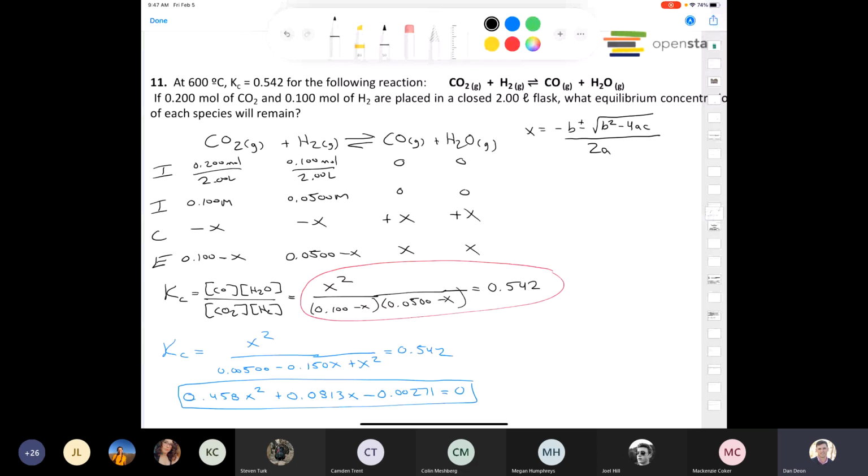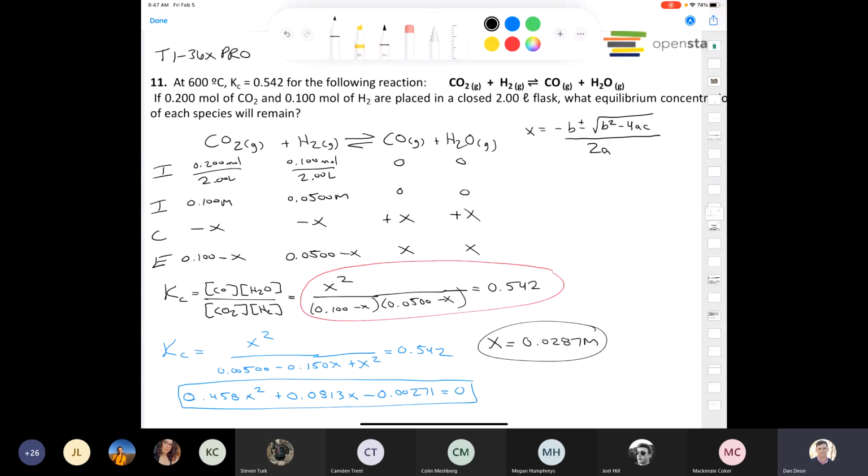So you use the quadratic equation. That's one way of doing it, the old-fashioned way. If you have a calculator like the TI-36X Pro, you can use the polynomial function in that to solve for x. I'm not going to go over solving a quadratic equation. And when you do solve for x, you get that x is equal to 0.0287 molar. So there's x.